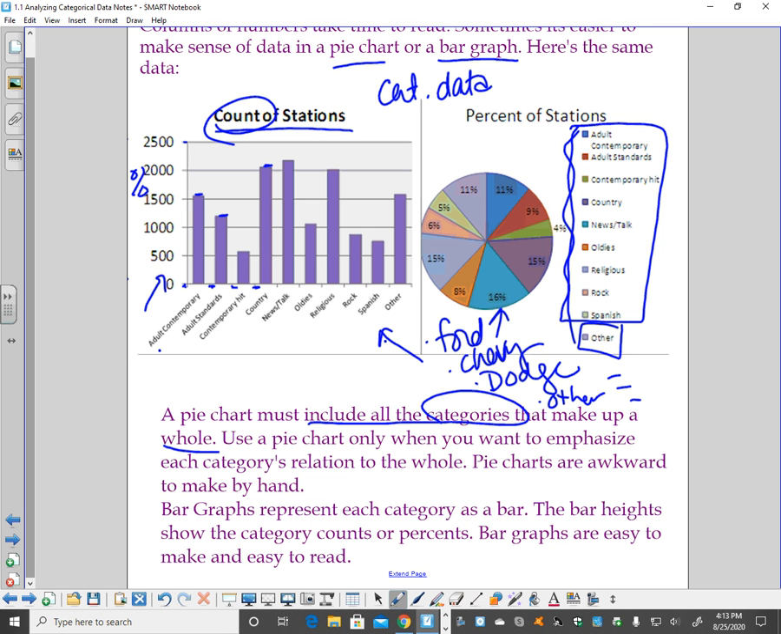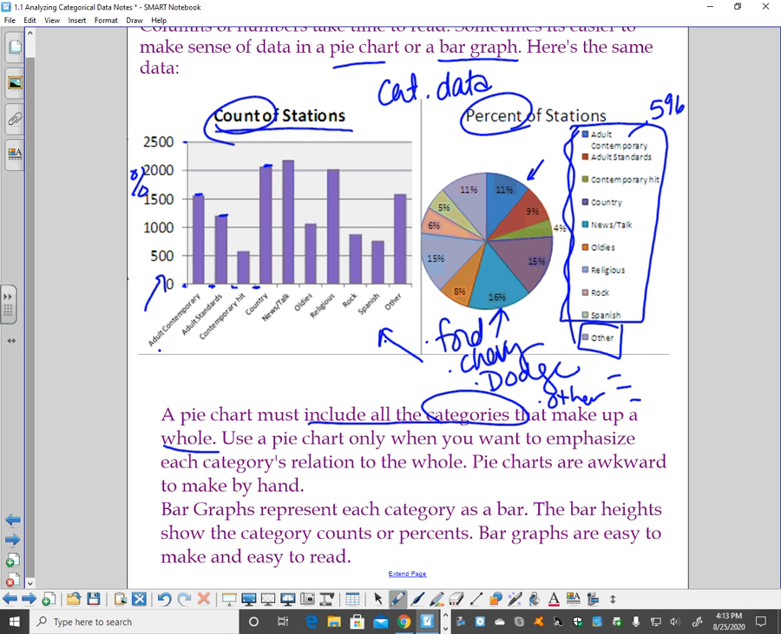Use a pie chart only when you want to emphasize each category's relation to the whole. So you cannot do a pie chart with a count, with a frequency. You have to do a pie chart with the percents, and that should make sense. If I tell you for adult contemporary there are 596 stations, well, how do you know how big to make the wedge for adult contemporary? So you'd have to turn that into percents before you can do a pie chart.